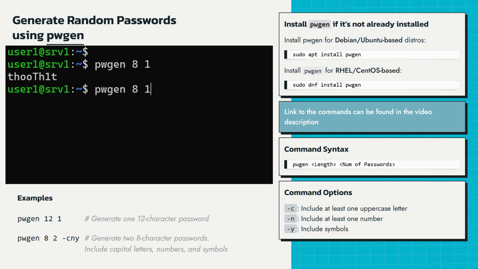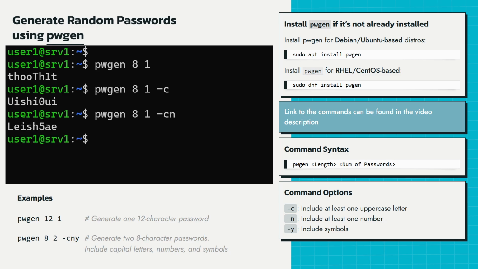There are a few command options to make the password stronger. Use -c to include at least one uppercase letter, -n to include at least one number, and -y if you want to include symbols.